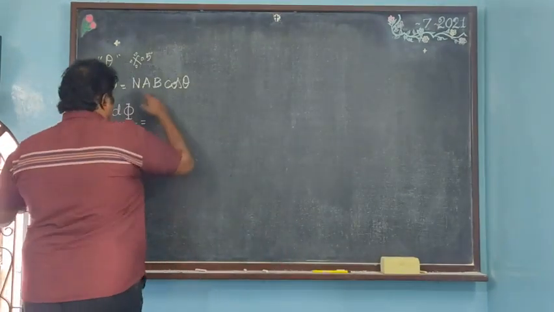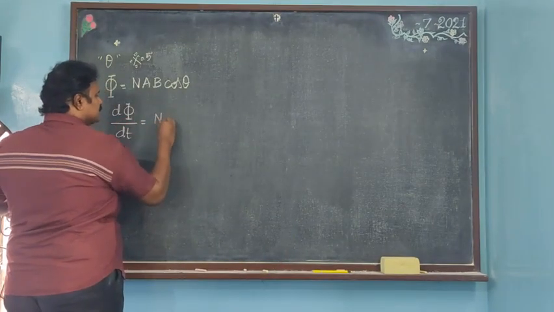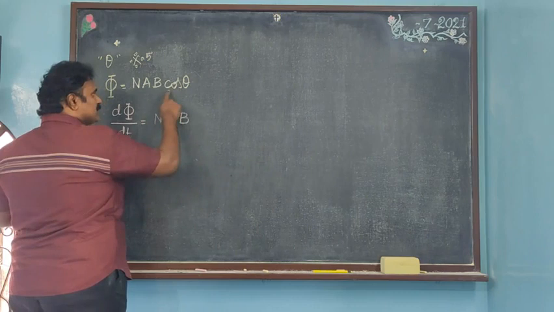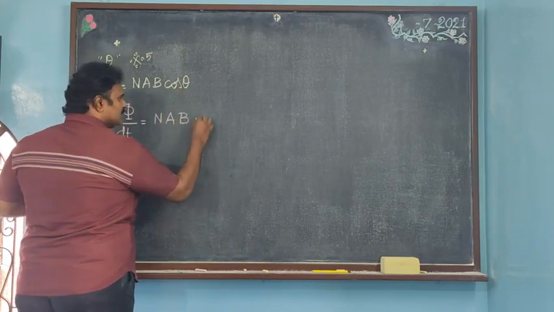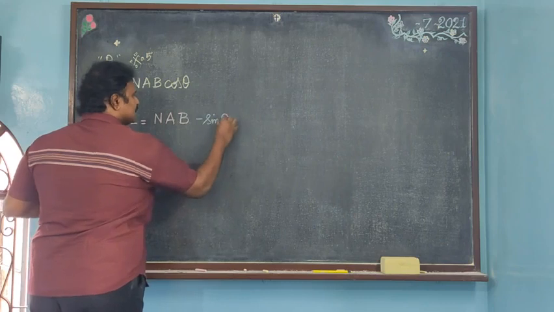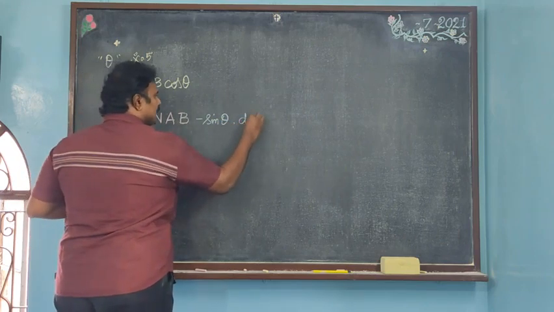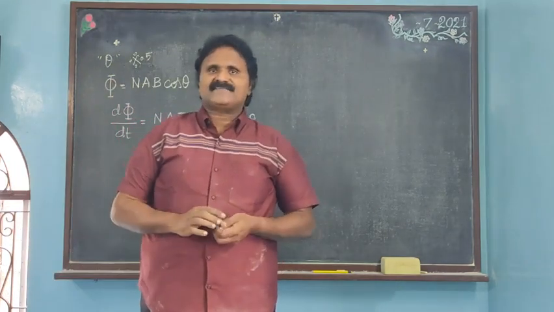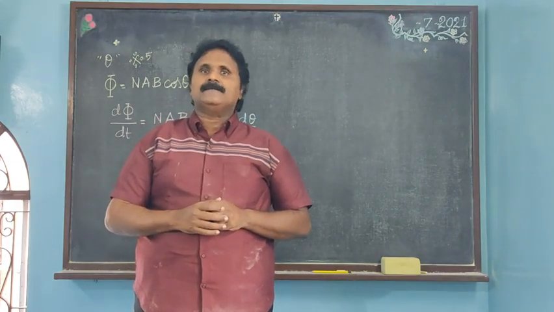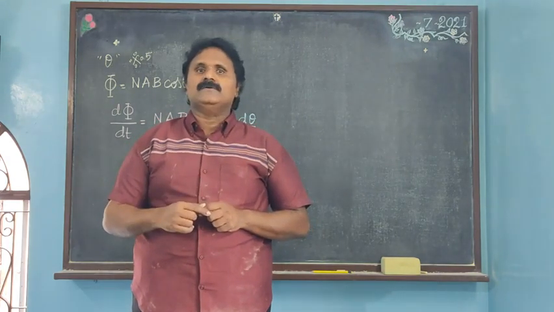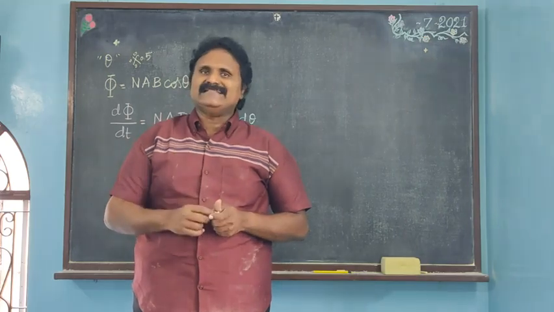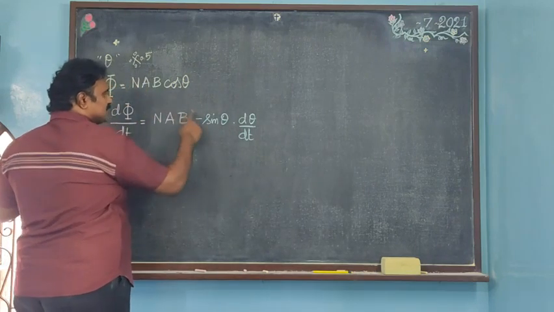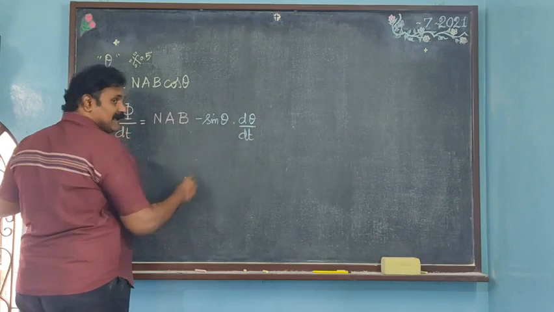Right. Now I go for this. N is not changing. Area is not changing. Magnetic field has no change. I have to differentiate cos theta. Cos theta differentiates to minus sin theta into d theta by dt. You can see the note you have written over there. If y is equal to cos theta, dy by dt is equal to minus sin theta into d theta by dt. Like that, now I am differentiating.